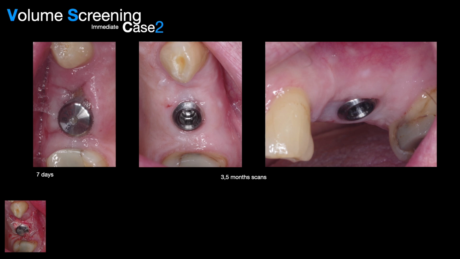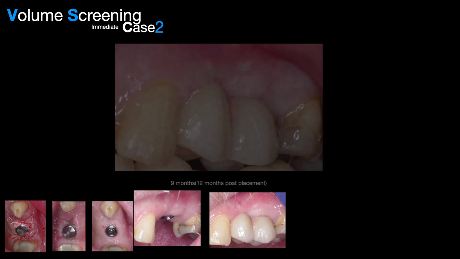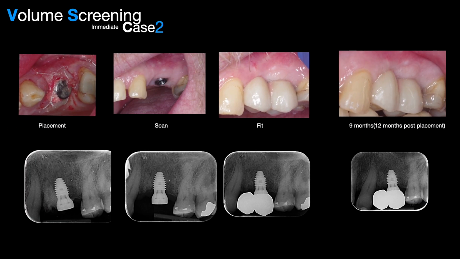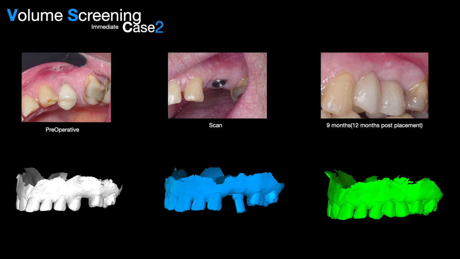That's 7 days after. Then we got 3.5 months scan. We've got fit. We've got 9 months review. So taking these time points, preoperative scan and 9 months, we've got 3 scans.